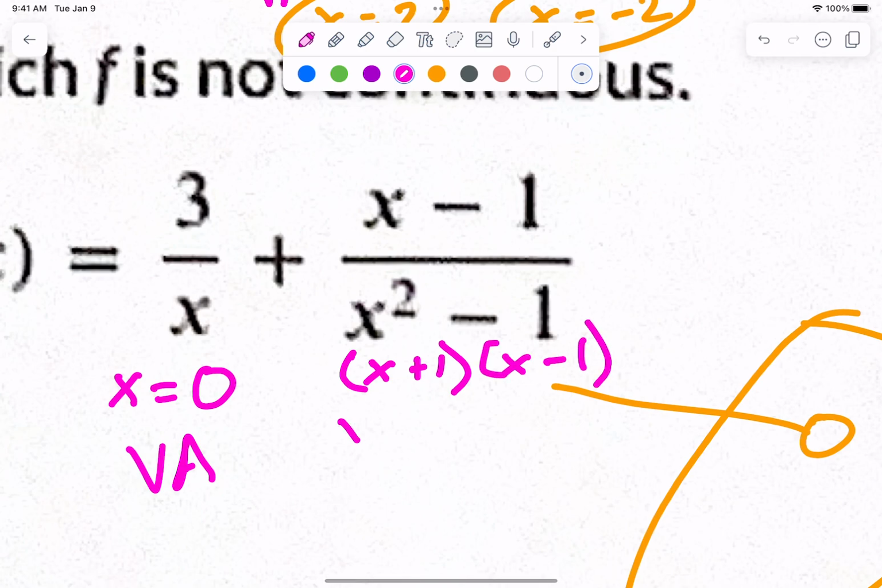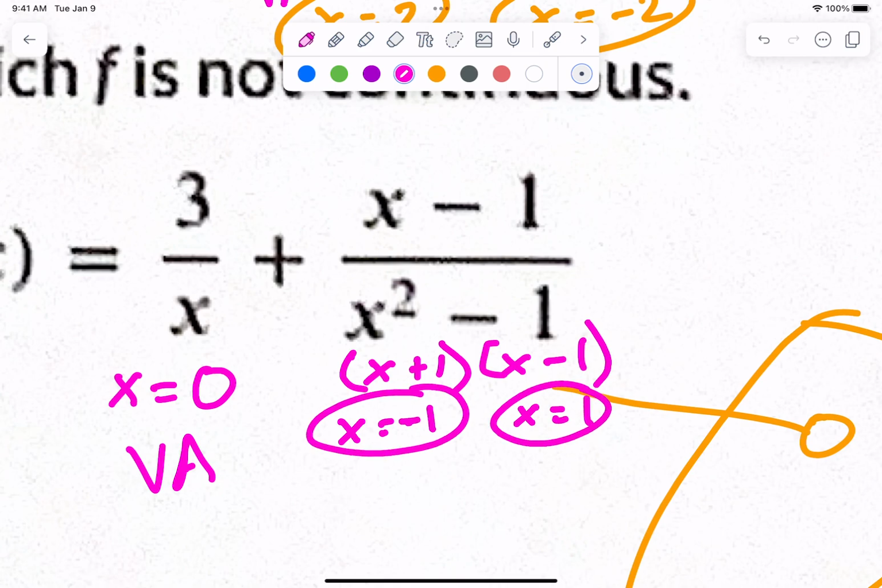And if I set it equal to 0, x equals negative 1 and x equals 1, okay? Let's talk about what those are. What's negative 1 going to be? Negative 1 is a vertical asymptote. Now, this one cancels. x equals 1 is a hole. That's confusing, right? x minus 1 canceled, so that means x equals 1 is a hole.